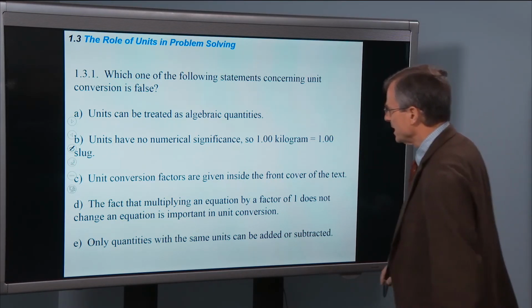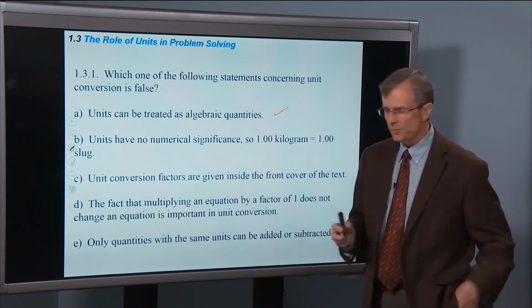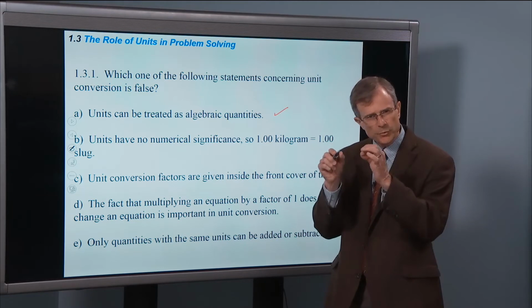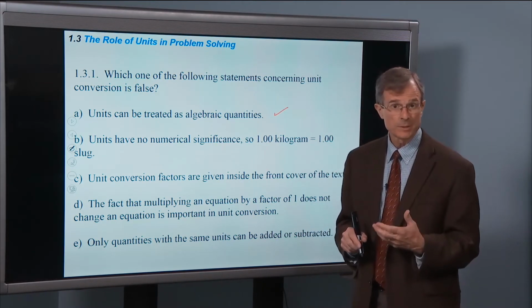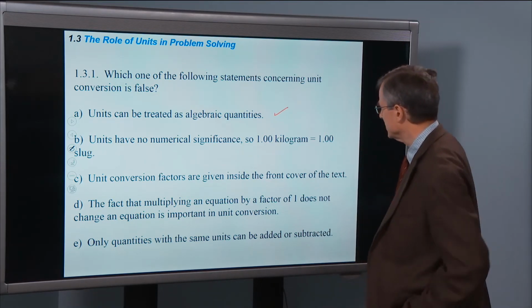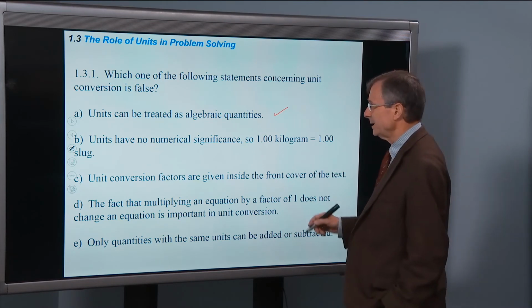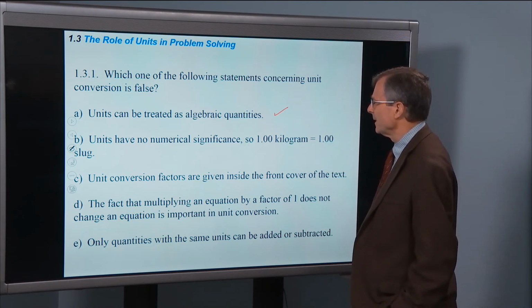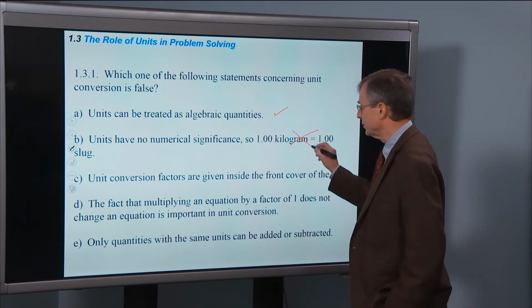Units can be treated as algebraic quantities. That's true. In the examples we've done so far, we just put those units in, we treat them as if they're algebraic, as if they're numbers or symbols or whatever. You put them in. Units have no numerical significance, so 1 kilogram equals 1 slug. That's not true. This is certainly not a true statement.